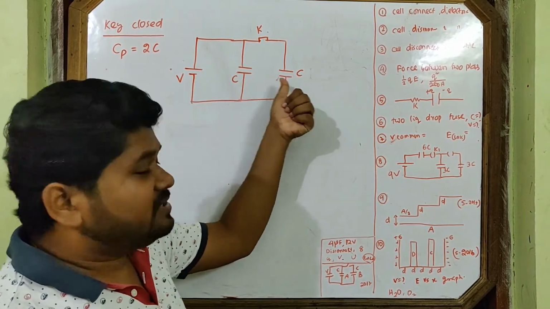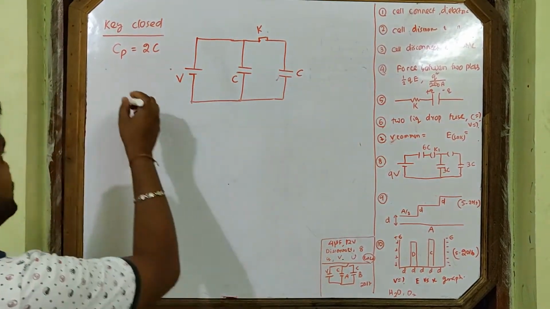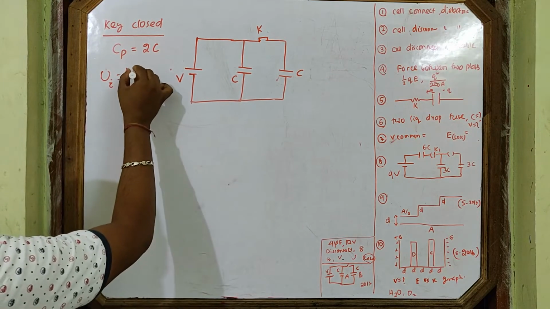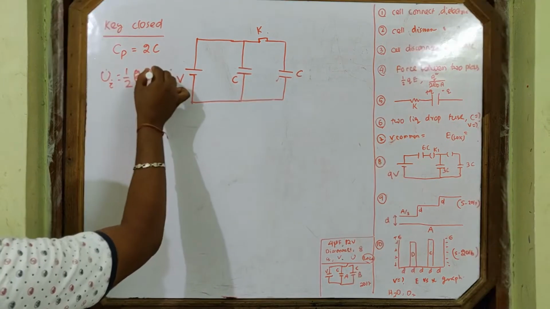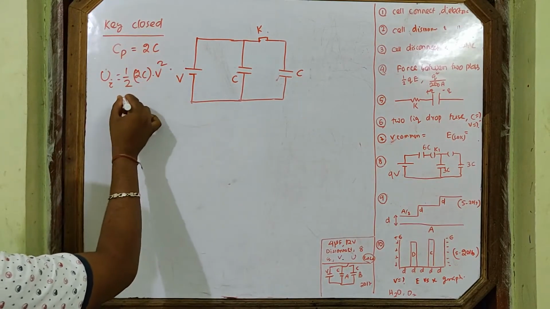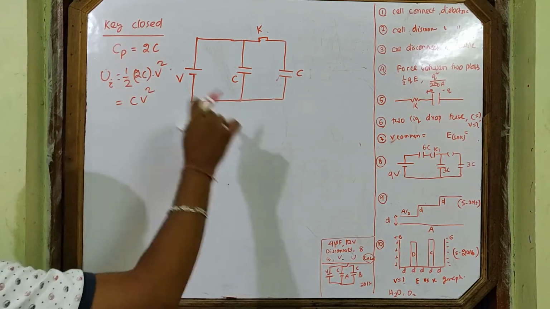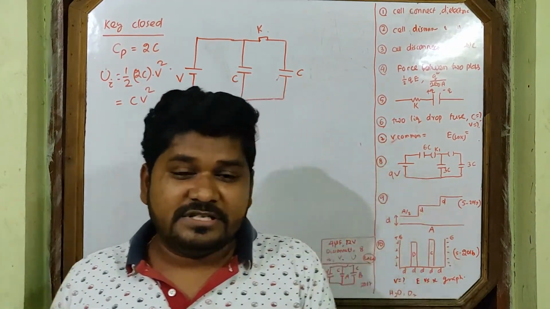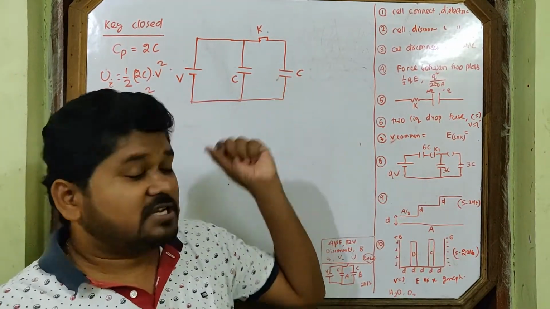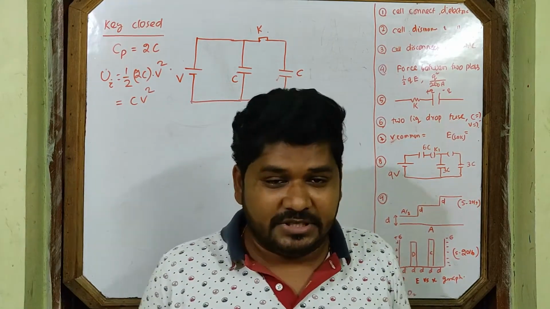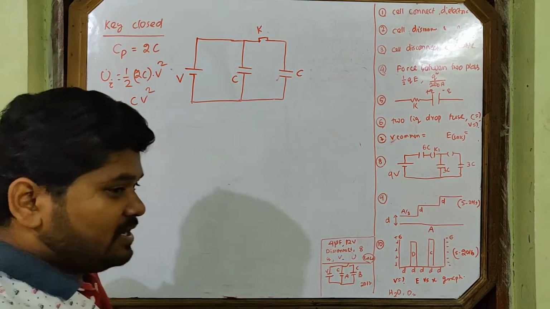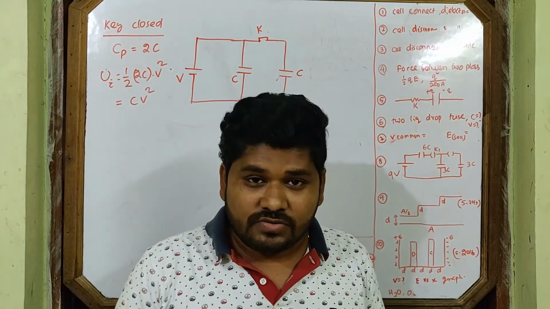Potential in both is V. What is the total energy stored? Total energy stored initially is half C V square, where C is 2C, so the 2 cancels. Understand? Half CV square, but the capacitance is 2C because the two capacitors are connected in parallel, and the potential is V. So the result is CV square, with the 2 cancelled.